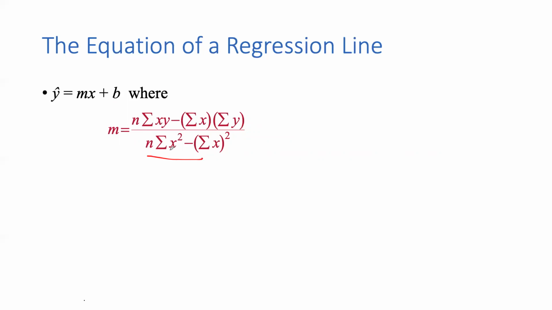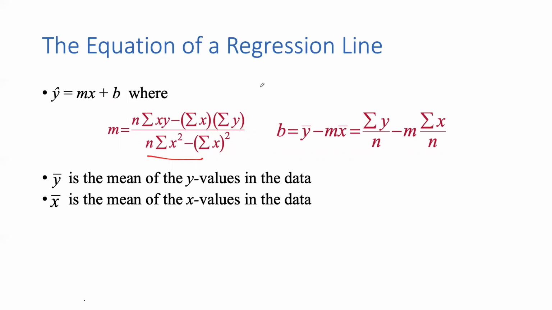It's n times the sum of x squared minus sigma x squared. Once you have this, then b is just the average of the y values minus m times the average of the x values. Once you have m, which you calculate here, then you can calculate b using this.